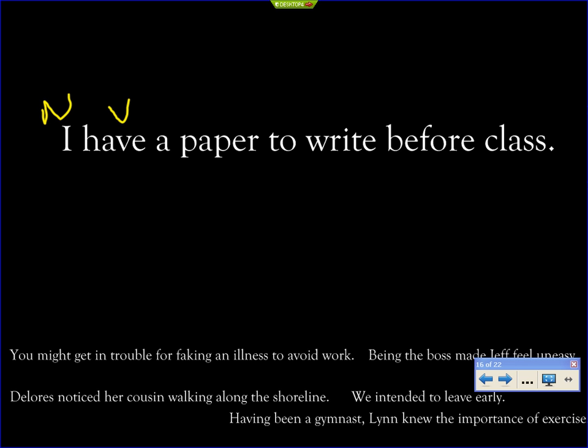Chad, find the verbal. To write. Tell me the entire verbal phrase. Excellent. To write before class. If that's the case, Logan, what is a paper? Not an indirect object. You're really close. Right. It's directly being had.